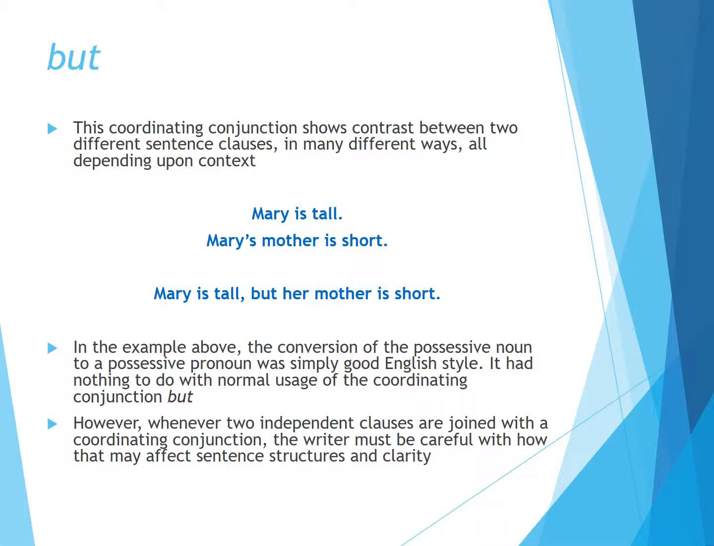Now, in the example above, the conversion of the possessive noun to a possessive pronoun was simply good English style. It had nothing to do with normal usage of the coordinating conjunction but. However, whenever two independent clauses are joined with a coordinating conjunction, the writer must be careful with how that may affect sentence structures and clarity.